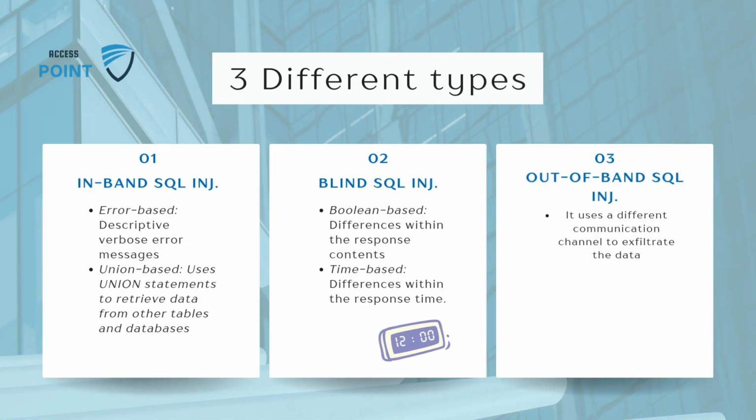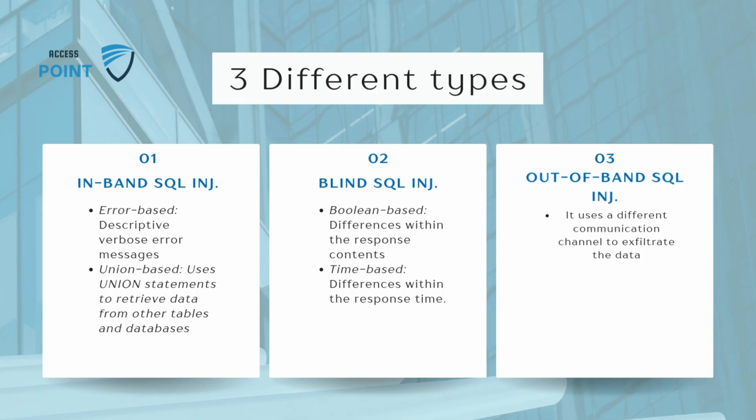The second, even stealthier type is time-based. This is used when the web page looks exactly the same for both true and false results. Here, the attacker sends a query that says, if the admin username starts with the letter A, then wait for 5 seconds before responding. If the website responds instantly, the answer is false. If it takes 5 seconds to respond, the answer is true.